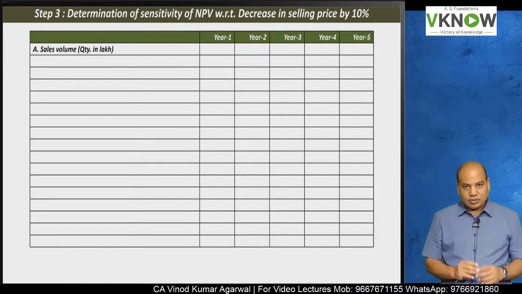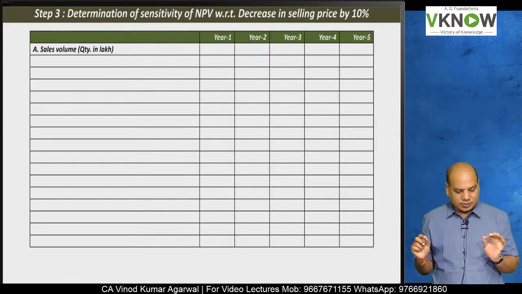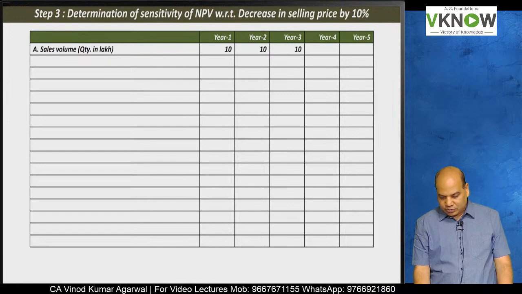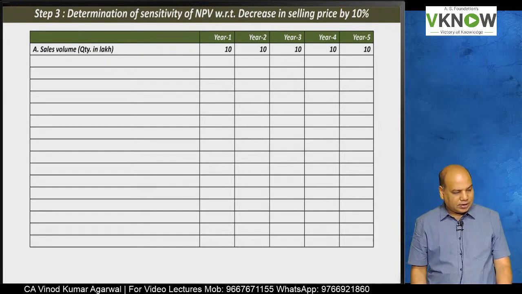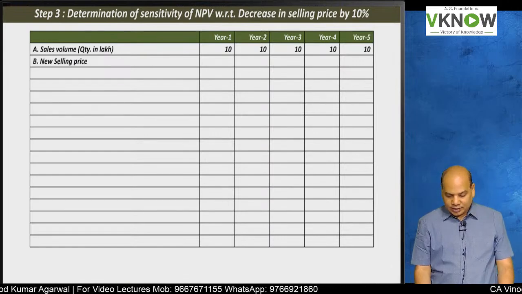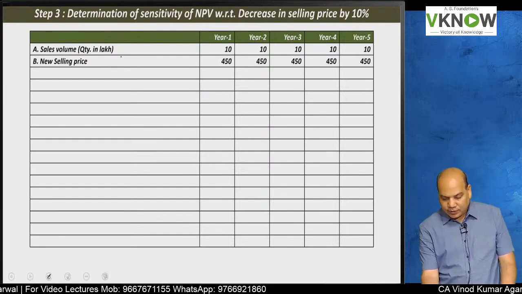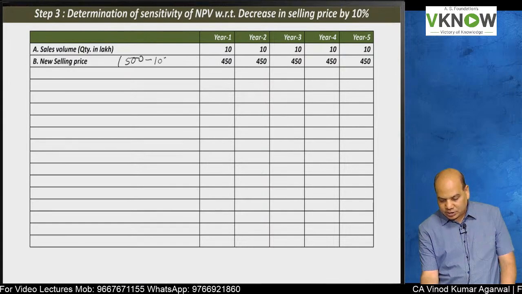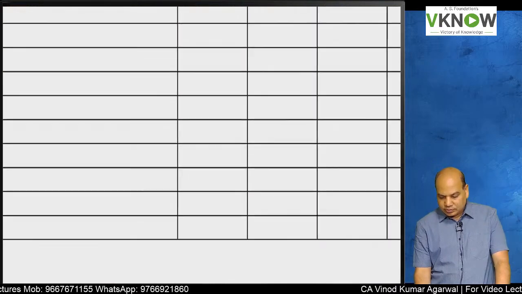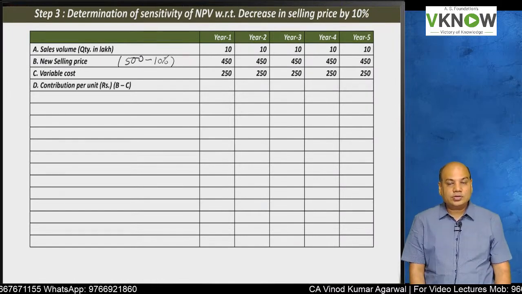Now start writing. Very similar format to the previous one, but this time I am going to write selling price separately and variable cost separately. So write down first point A, sales volume quantity in lakhs, 10 lakhs. New selling price will be 500 minus 10%. Selling price will decrease, but variable cost we will take same.